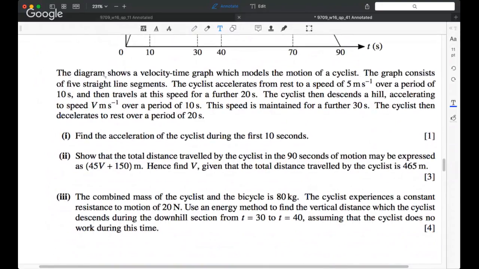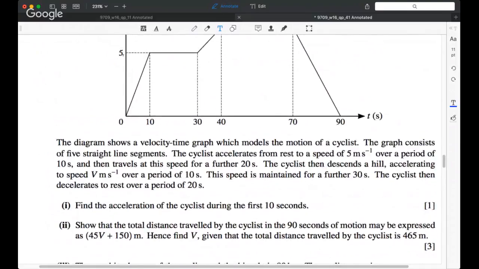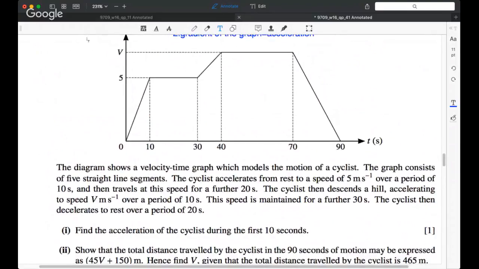And show that the total distance traveled by the cyclist in the 90 seconds of the motion may be expressed as 45v plus 150. That's pretty much just summing up these different shapes. So here we have a triangle, and here we have a rectangle, and rectangle and triangle again. So these should all be pretty straightforward. The only thing that might be hard is noting that v is here.